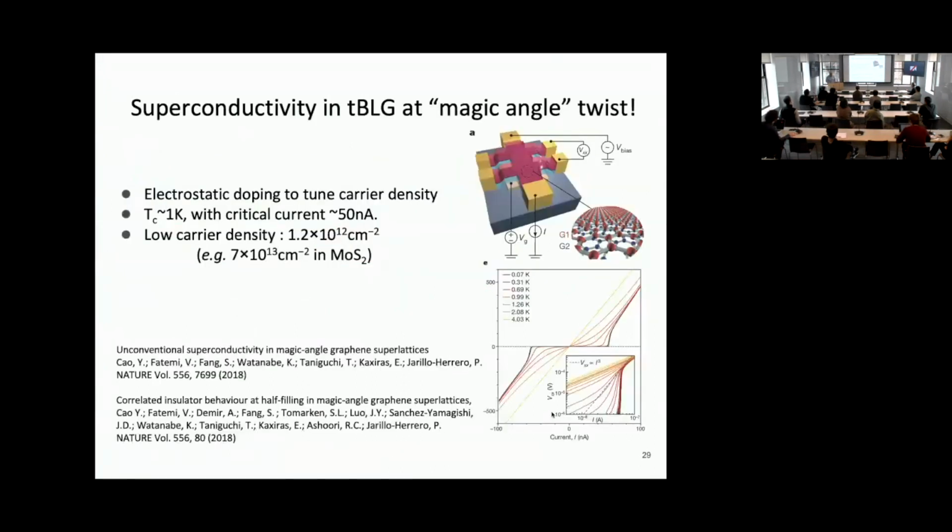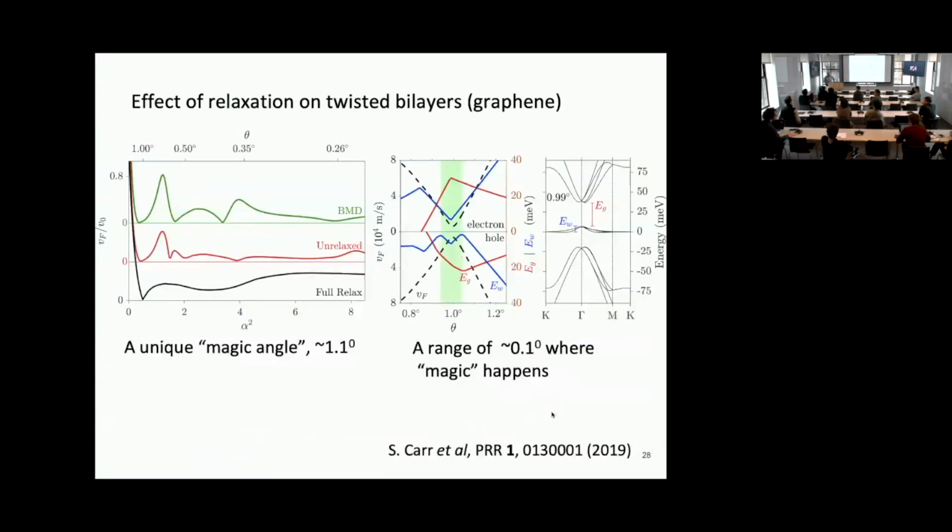Yes, please. I have a question on this plot of the Fermi velocity. What is the difference between the green and the red lines? Are those obtained from the continuum? Yes, the green line is the Bistritzer-MacDonald model. I just copied exactly their curve. That's the curve from their paper, just copied.